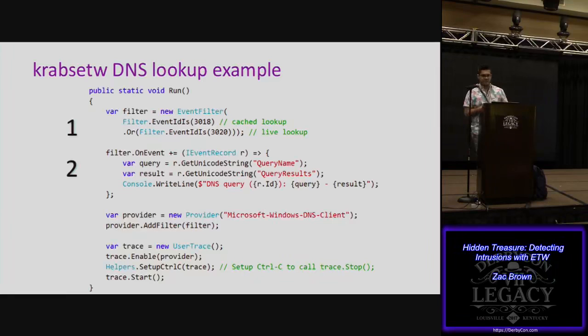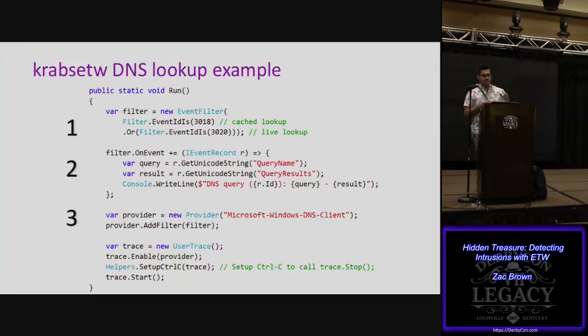Then we're setting up an on-event handler, which takes an event record object. And we're going to parse out a property named QueryName. It's represented by a Unicode string. And that's the domain that you looked up, say foobar.com, newyorktimes.com, etc. And then the next line, result equals get Unicode string, that's going to be the query result. So whether it's the A record or the AAAA record or the MX record, etc. And then we're just going to print it out.